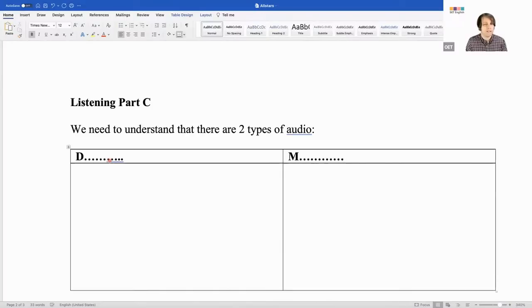Okay, so what is this? Do you know? Type it in the chat. We'll respond to you if you get the right answer. Okay, D or M. Answer is dialogue and monologue. Okay, so by dialogue, we simply just mean an interview style. Okay, so one person is asking questions, another person is answering the questions.